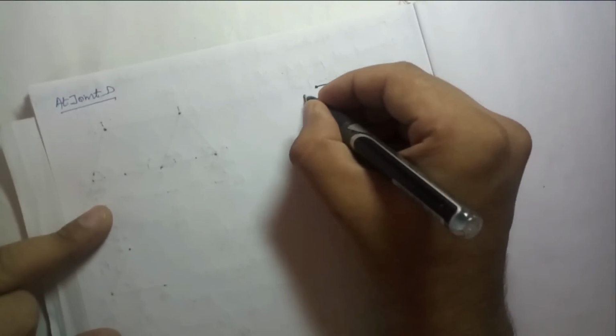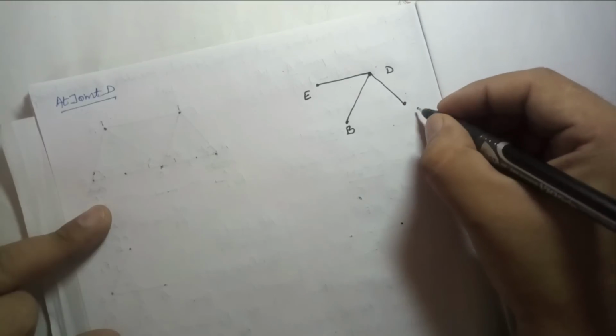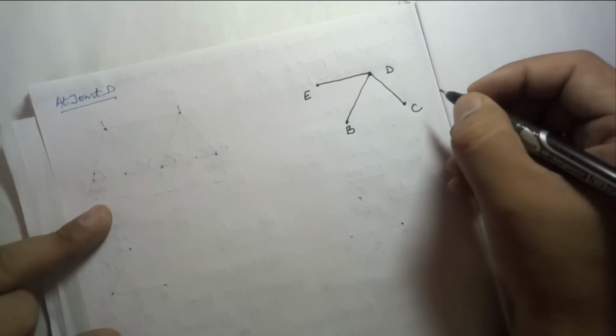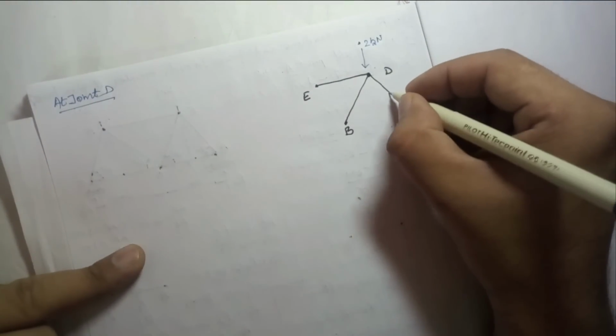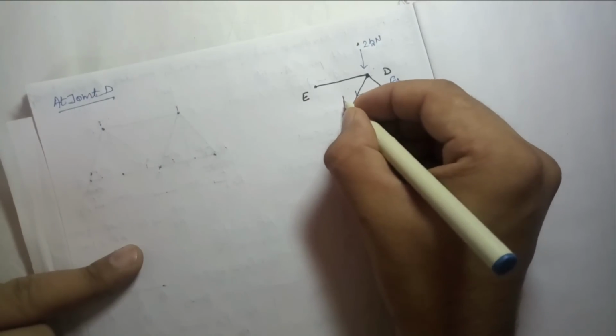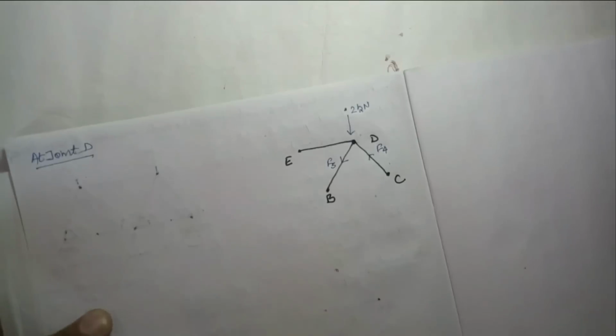Now at joint D. What is given at joint D? This is the D joint. Here is the member ED, here is the member B, and here is the member C. It has one external force, 2 kilonewton applied here, and we have calculated F4 and F5. Now I am taking the directions. Again I am telling you, we have discussed this, so try to understand.